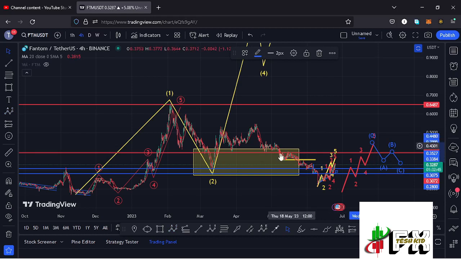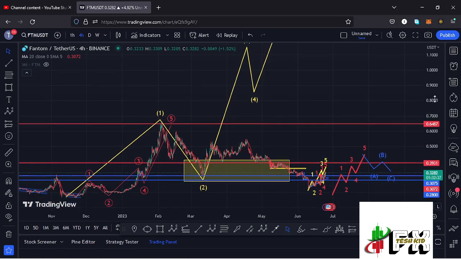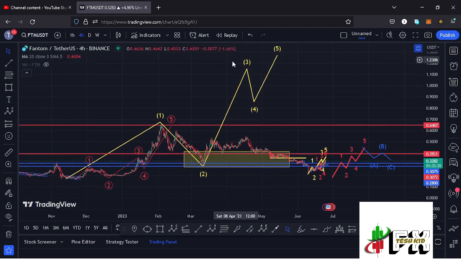That will be enough confirmation that the low for these higher Elliott wave count 2 is in, and that Fantom has now started a very impulsive move to the upside in the formation of these larger Elliott wave count 3 in a massive breakout that should possibly take us above the $1 mark. So that is what I'm expecting on the long-term point of view here on the Fantom chart.